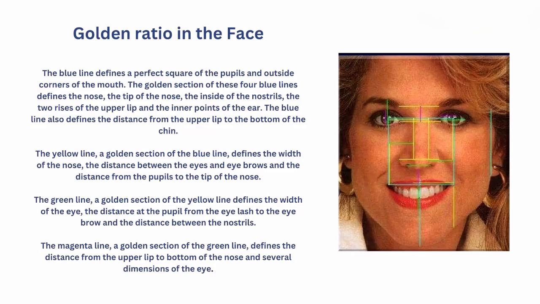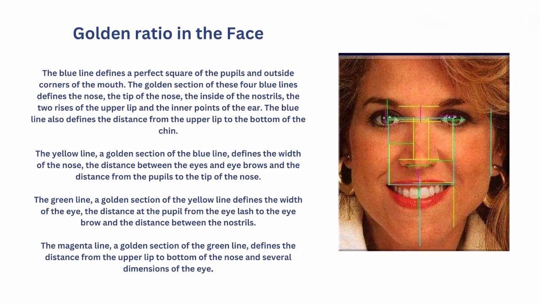The golden section of these four blue lines defines the nose, the tip of the nose, the inside of the nostrils, the two rises of the upper lip and the inner points of the ear. The blue line also defines the distance from the upper lip to the bottom of the chin. The yellow line, a golden section of the blue line, defines the width of the nose, the distance between the eyes and eyebrows and the distance from the pupils to the tip of the nose.